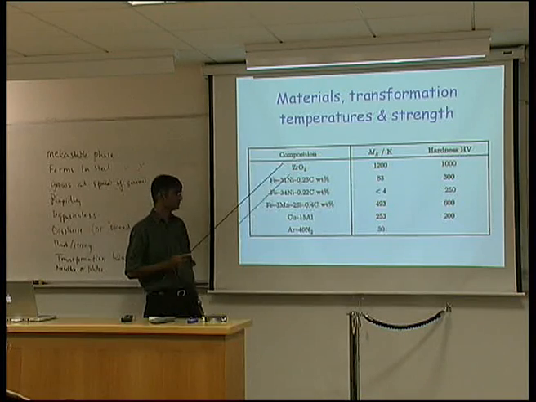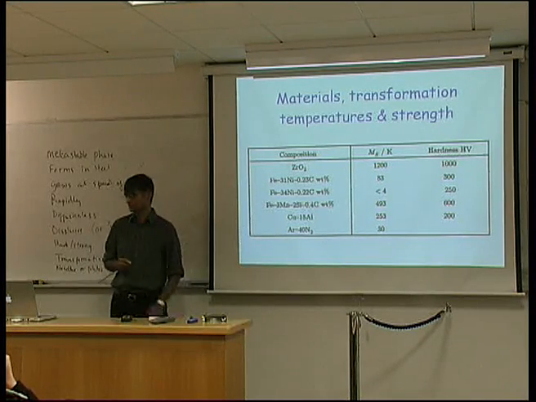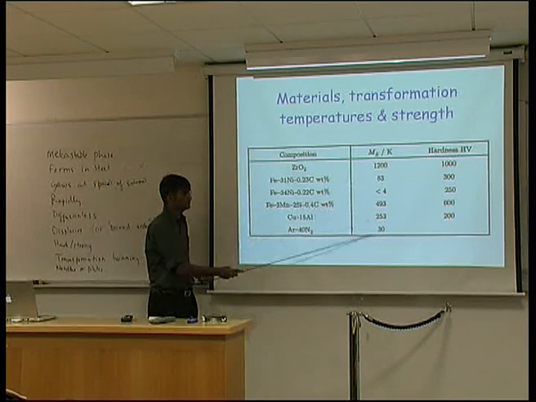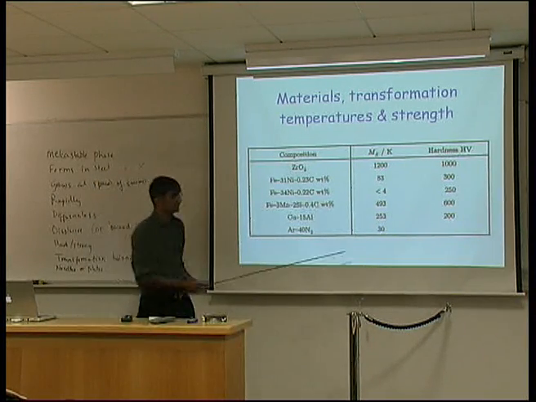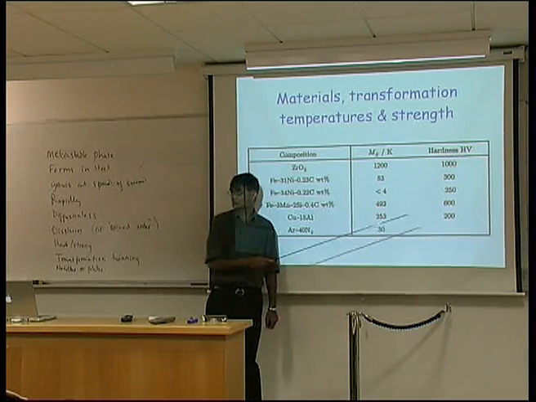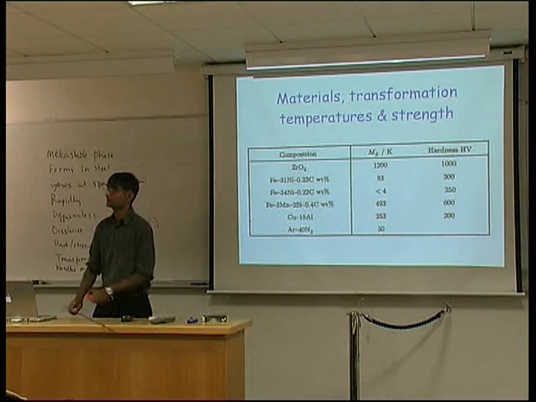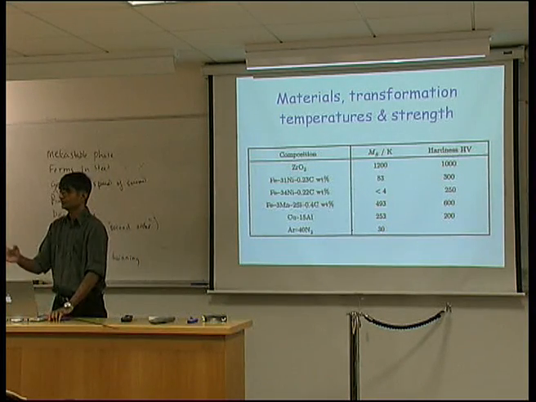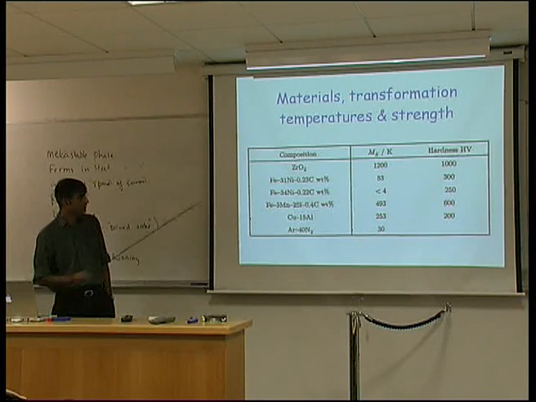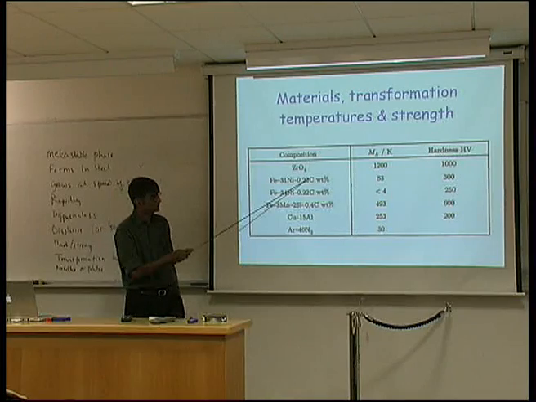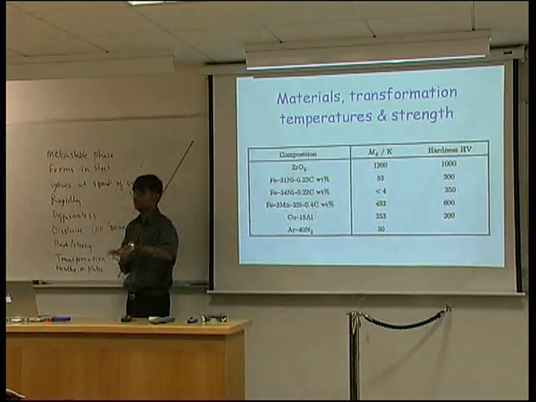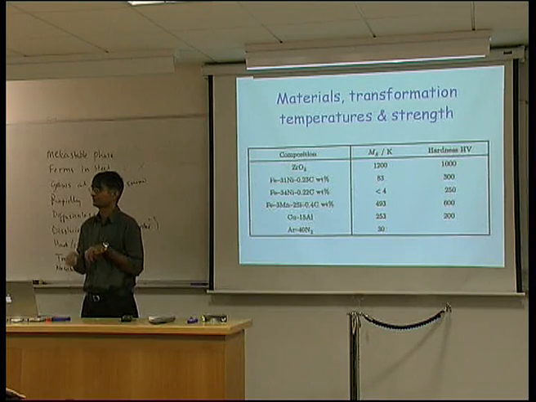It is of the greatest technological importance in steels, but you can get it in many different materials. It can happen over a wide range of temperatures, and it need not be strong. Here is copper aluminium. It's got a hardness which is very low, 200 micros. So we need to explain why particular kinds of martensite are strong. If I removed the carbon from here, this martensite would drop remarkably in terms of its strength.